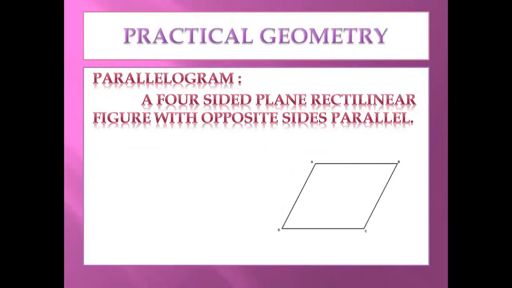Come to question 8. In 8 and 9, parallelograms are given. Again, a parallelogram is a type of quadrilateral. Actually, a quadrilateral is a four-sided figure. The parallelogram, square, rectangle, and rhombus are four-sided figures, so they are types of quadrilateral. A parallelogram is a four-sided rectilinear figure with opposite sides parallel.